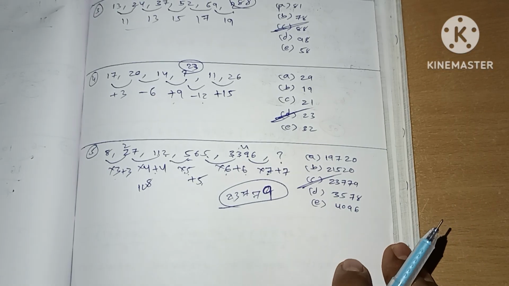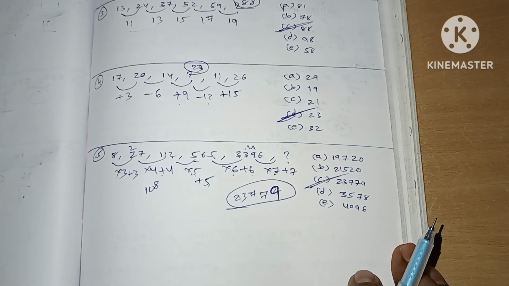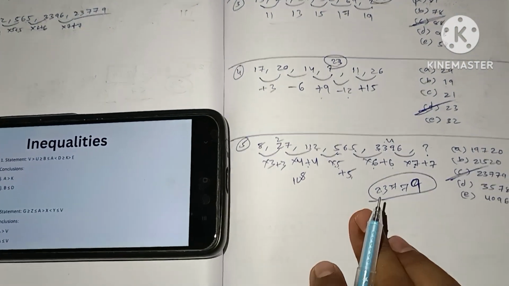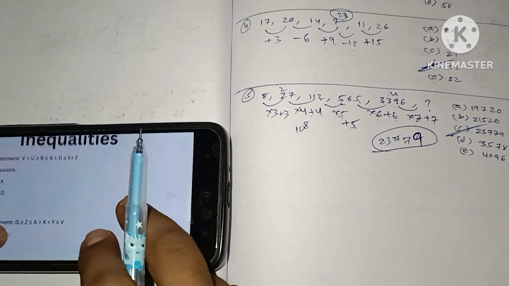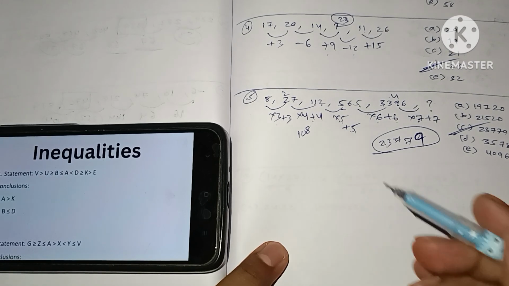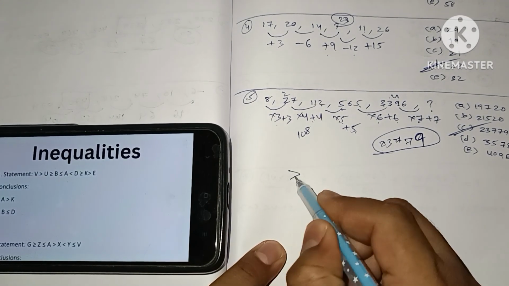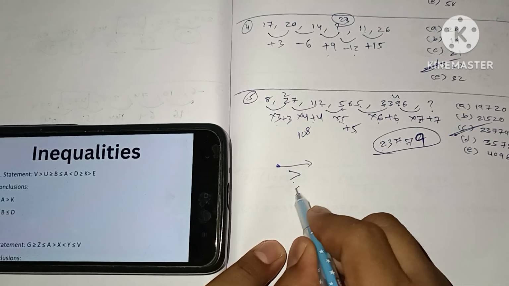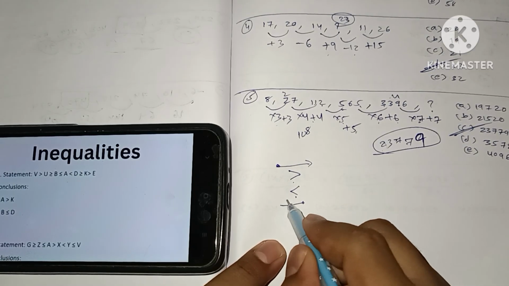Now we are going to see inequalities. First question. Here in this concept we use the concept called flow method. If we see a symbol like this, I always say the flow from this side to this side. If we see a symbol like this, the flow from this side to this side.